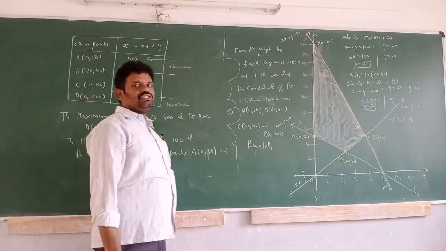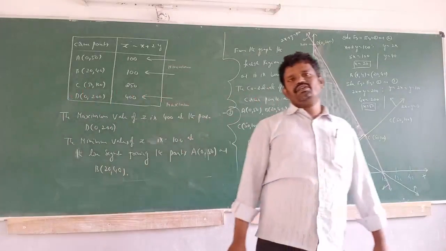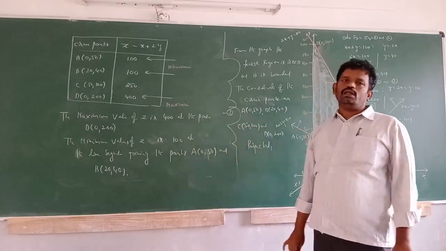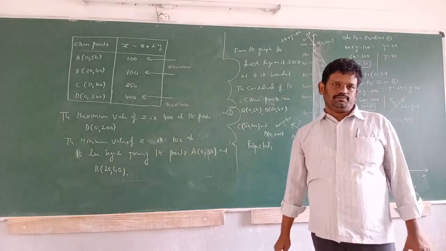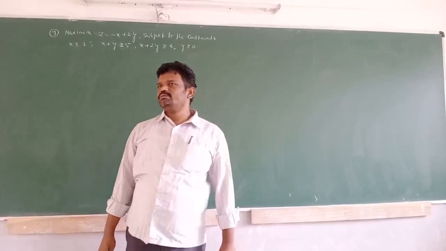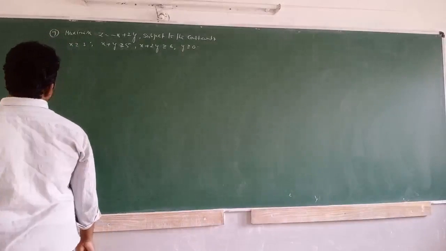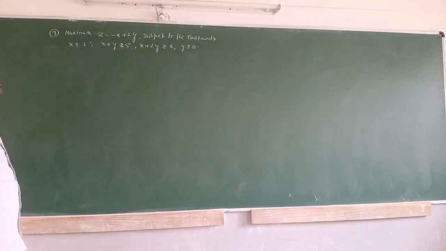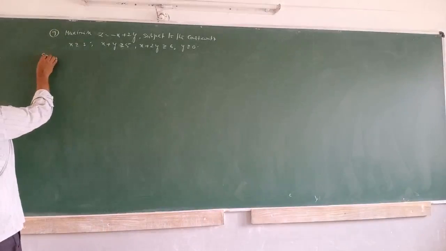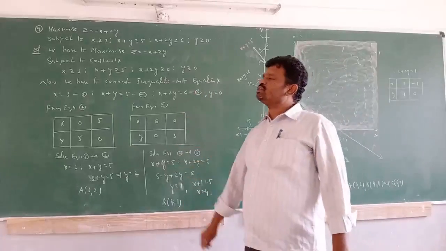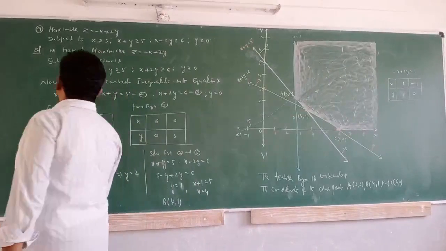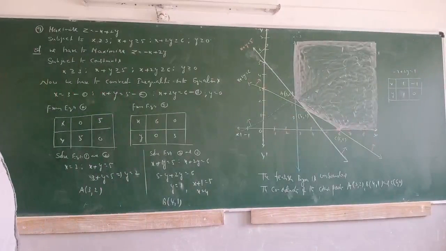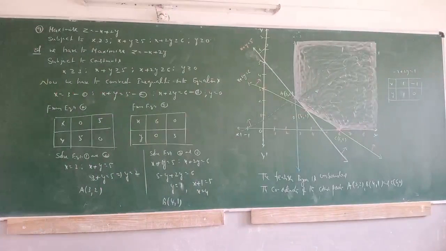So this is how we maximize and minimize the given objective function at the corner points. Now the 9th question only says maximize. The same process applies for maximize or minimize. The 9th question: maximize z, subject to the constraints x is greater than or equal to 3, x plus y is greater than or equal to 5, x plus 2y is greater than or equal to 6.